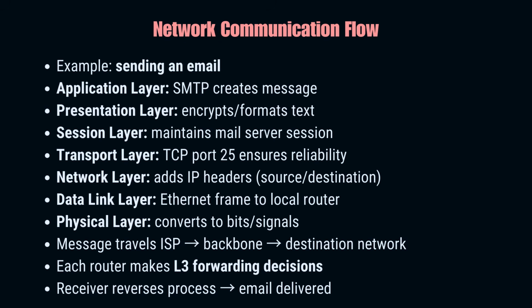The network layer adds IP headers with mail server addresses. The data link layer creates Ethernet frames for local delivery to your router. And the physical layer converts everything to electrical signals. Your email then travels through your ISP's network, across internet backbone networks and to the destination's mail server network, with each router making Layer 3 routing decisions and creating new Layer 2 frames for each network segment.